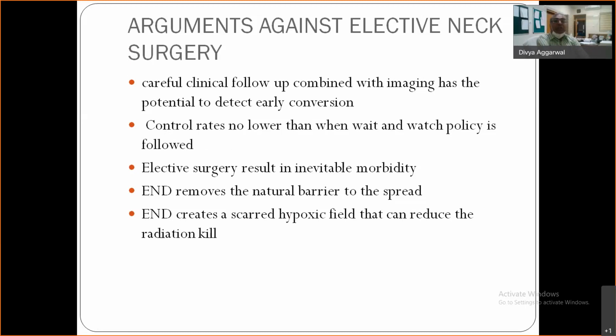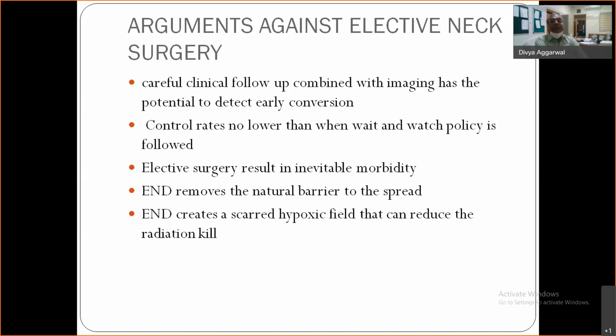Control rates are no lower than if a wait and watch policy is followed. The control rate by an elective neck dissection is no lower than the wait and watch policy. Elective surgery results in inevitable morbidity. This is true, so this is to be considered.